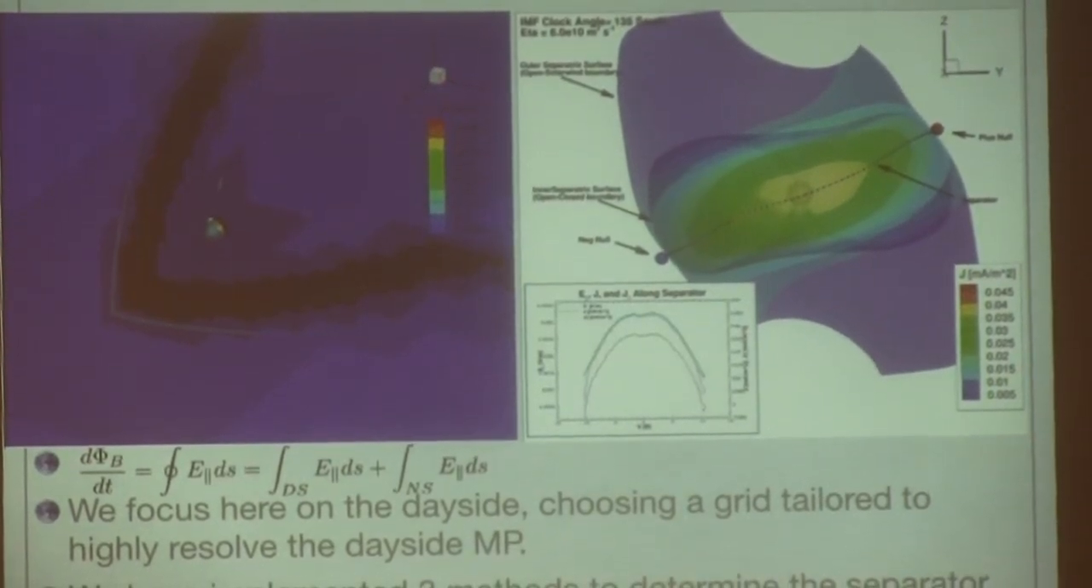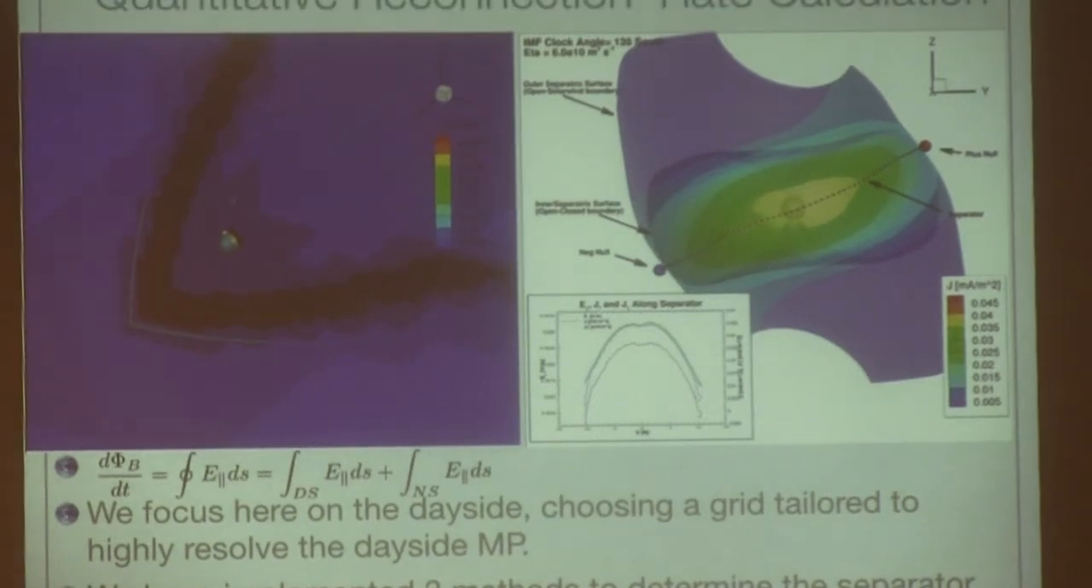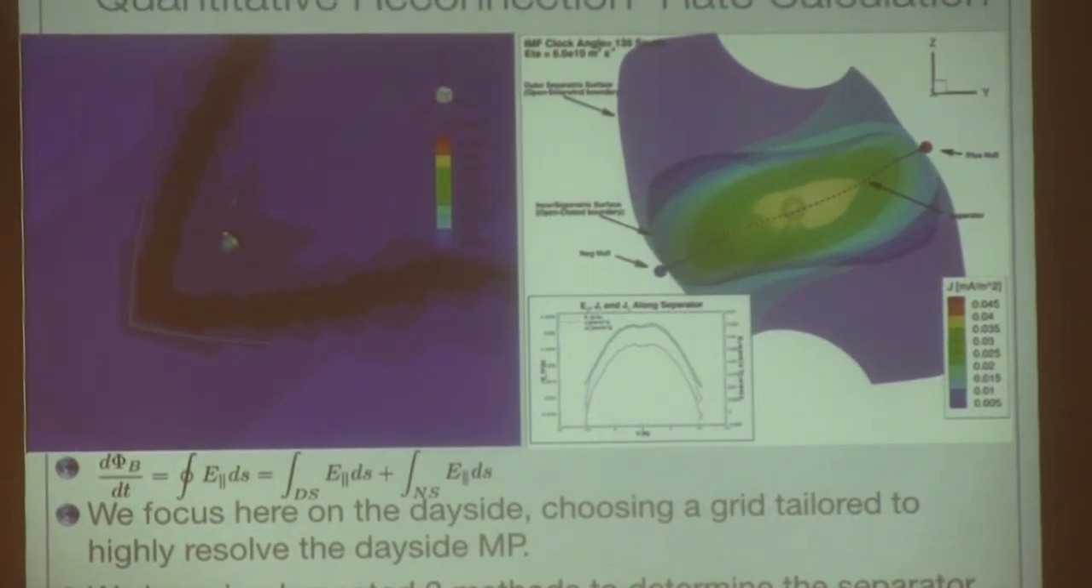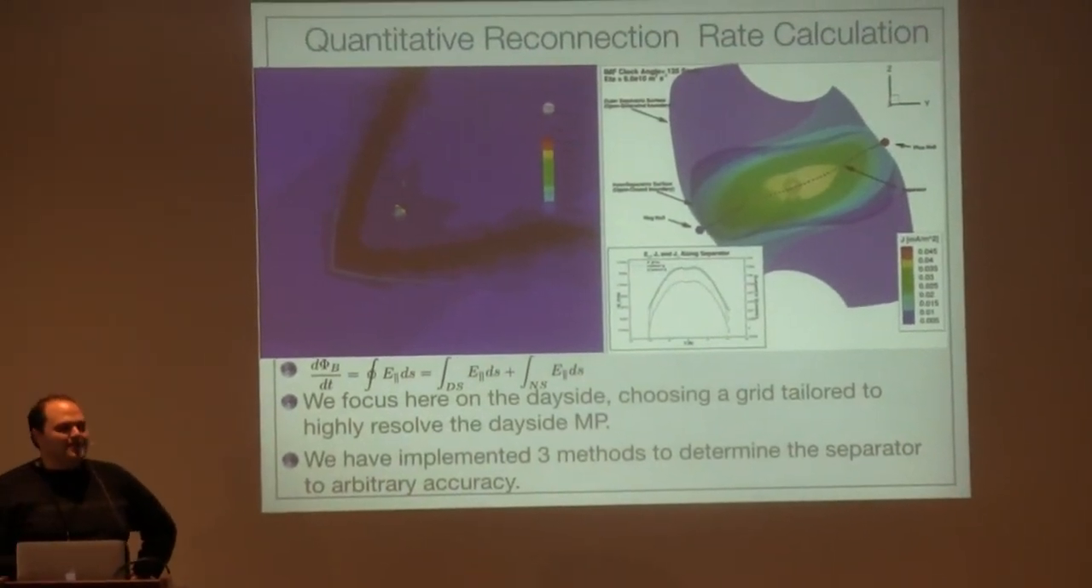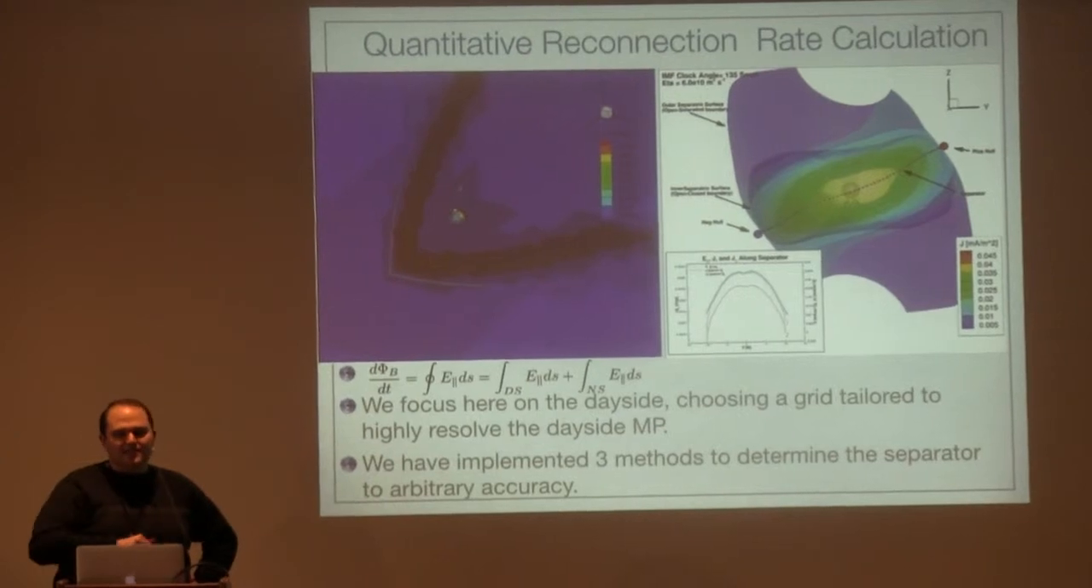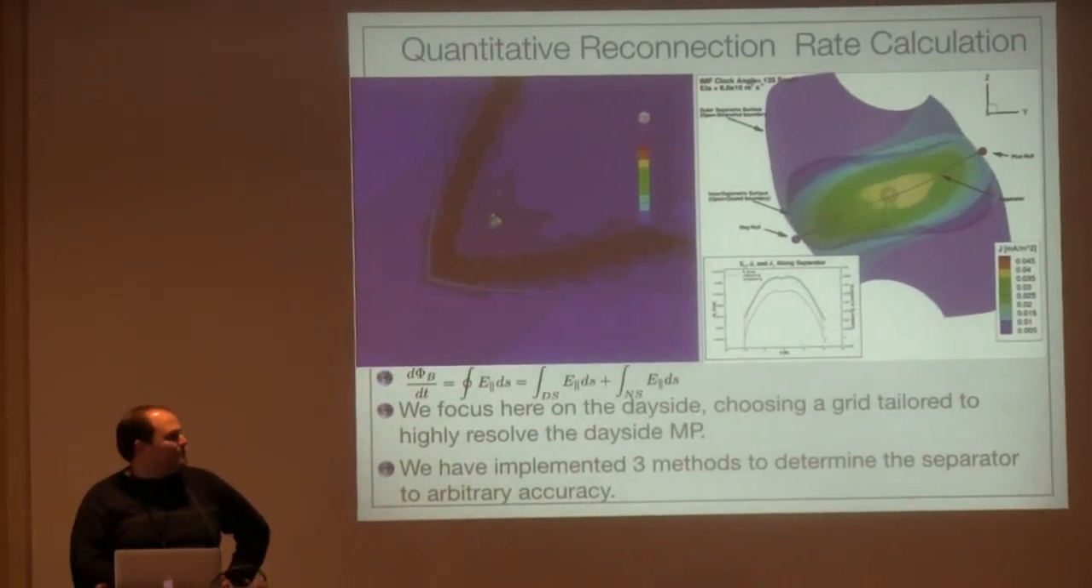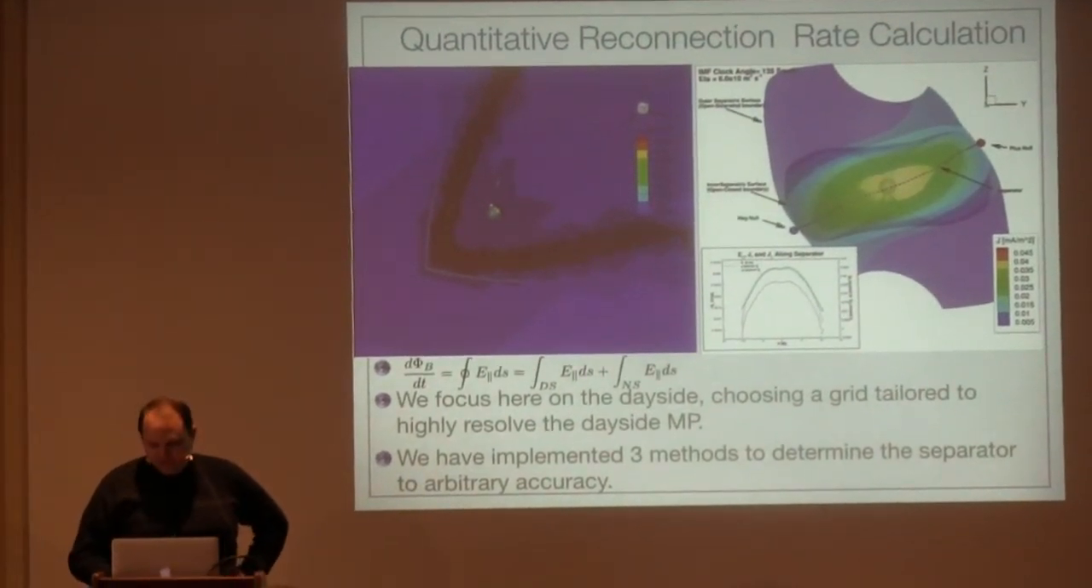So then what we want to do is say, okay, let's look at, and one thing I want to emphasize, this is for a 135-degree clock angle. So this works for arbitrary clock angle. You don't have to have pure southward IMF and hope that your separator lies in a particular plane. So it's a very generalizable approach.